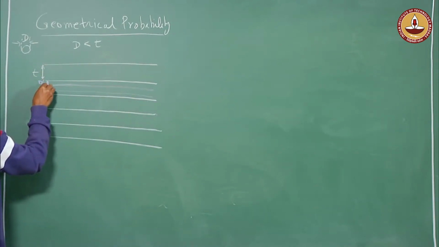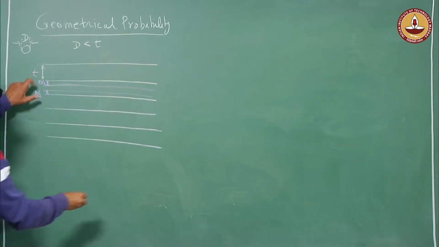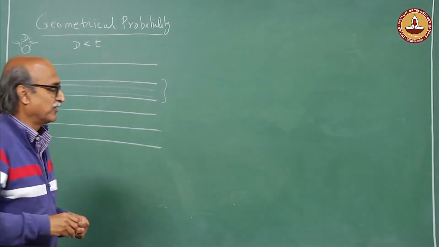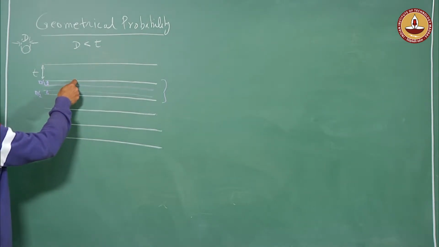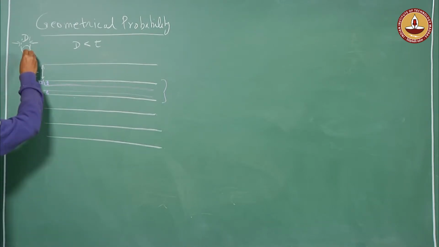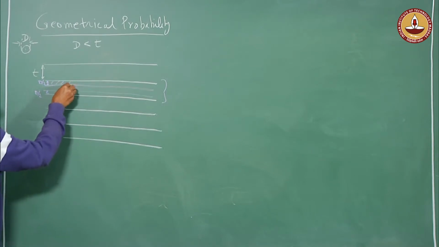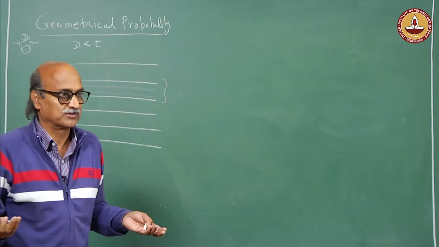This is d by 2, this is d by 2. Just consider a pair of lines. Within this pair of lines, when would the coin intersect either the top line or the bottom line? It would be when the center of the coin would fall either in this region or in this region, right? Then only the coin will intersect.